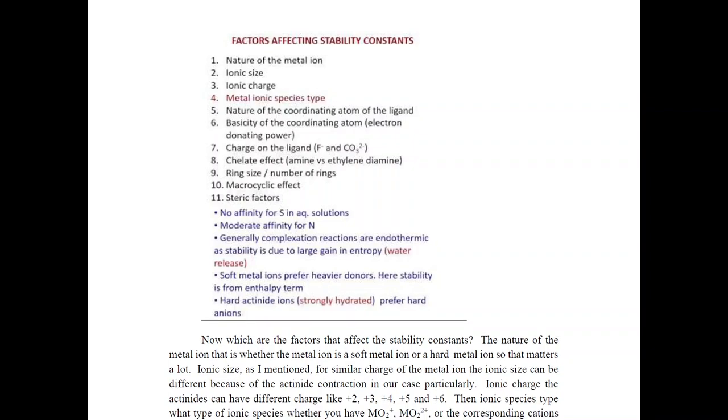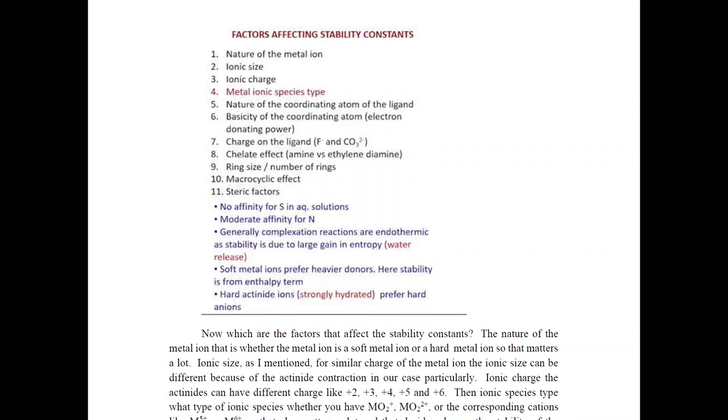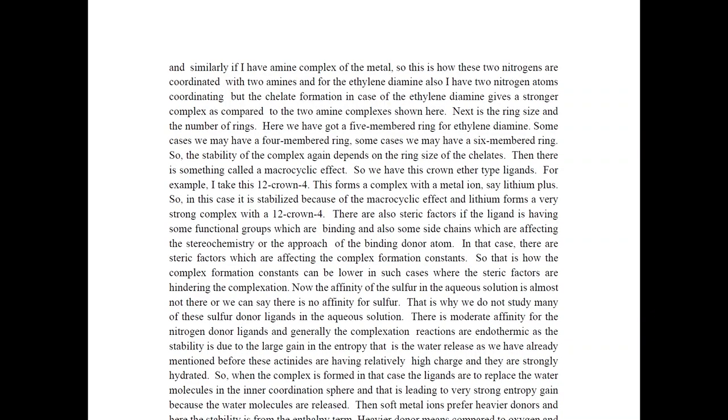Generally, complexation reactions are endothermic, and stability is due to the large gain in entropy, which is from water release. Soft metal ions prefer heavier donors. Here, stability is from the enthalpy term. And hard actinide ions, which are strongly hydrated, prefer hard ions.